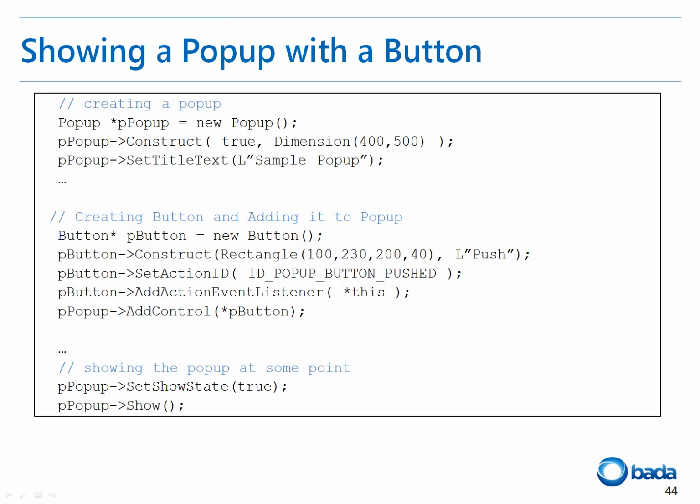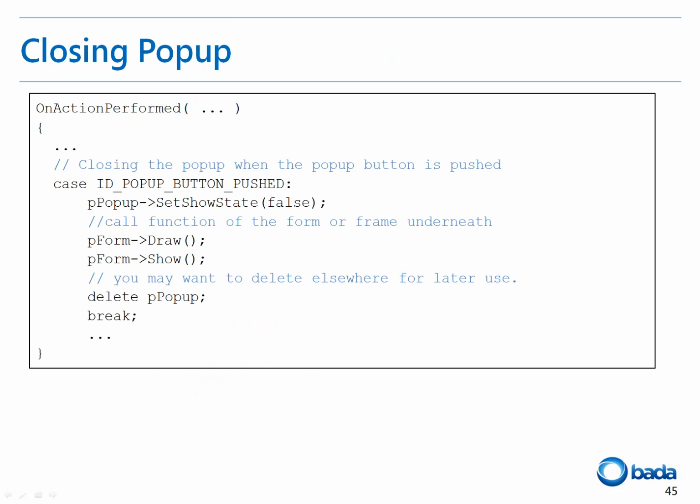If the pop-up is to be displayed on the screen in a part of the program, you can do this by setting the Set Show State of the pop-up to true and calling the Show function of the pop-up. We've implemented the code to make the pop-up disappear when a button in the pop-up is pressed. When the button's pressed, the show state of the pop-up is set to false, and then the form below the pop-up is drawn and shown so that the pop-up can be removed from the screen. Finally, if the pop-up is no longer required, you have to explicitly delete the pop-up.